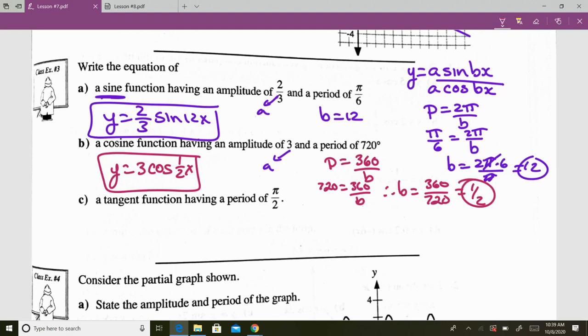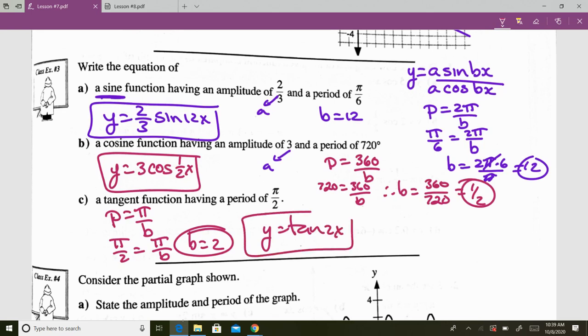A tangent function has a period of pi over 2. They don't say anything about amplitude or a value, so we just assume it's 1. My period is pi over 2. What's the formula for the period of a tangent graph? Pi over b. So the period is pi over b. I've told you the period is pi over 2. Therefore, b is equal to 2. What's tan 2x?